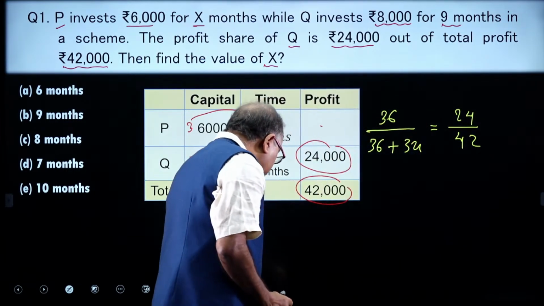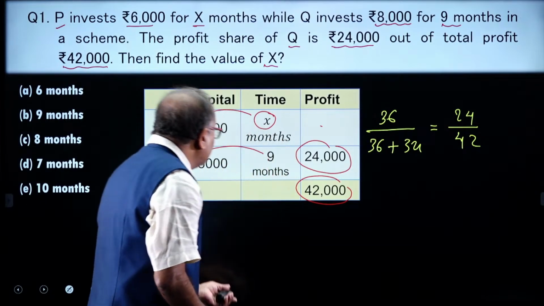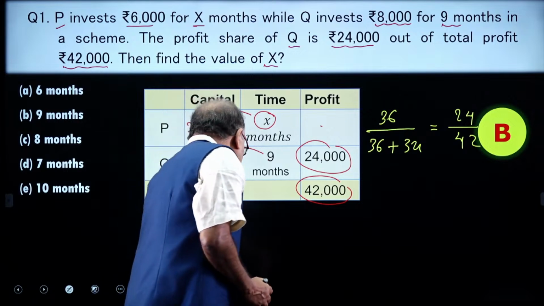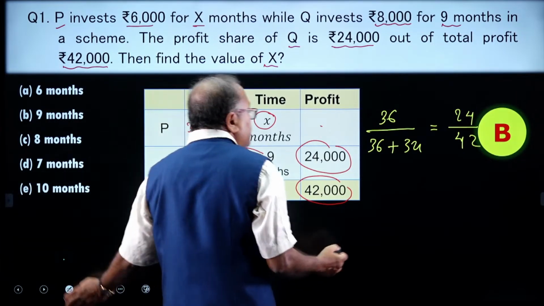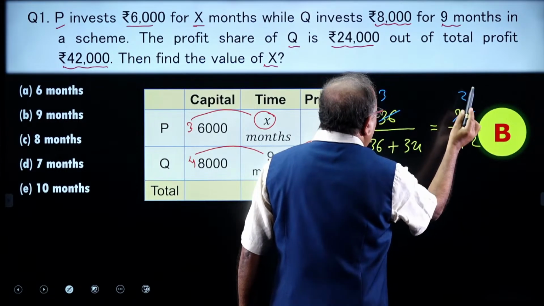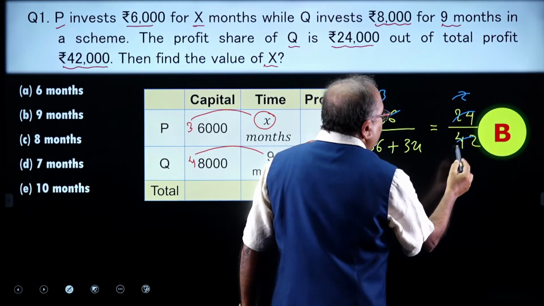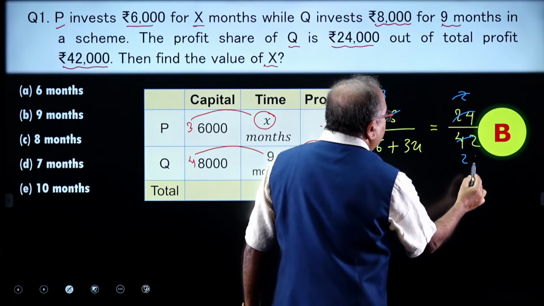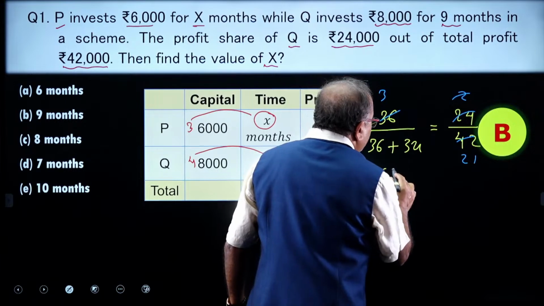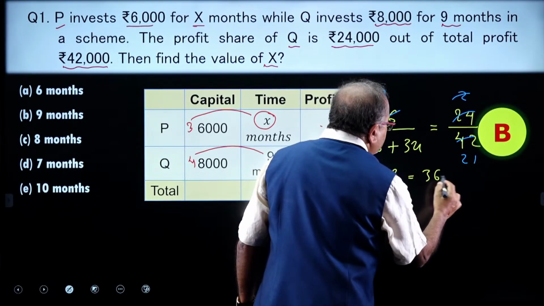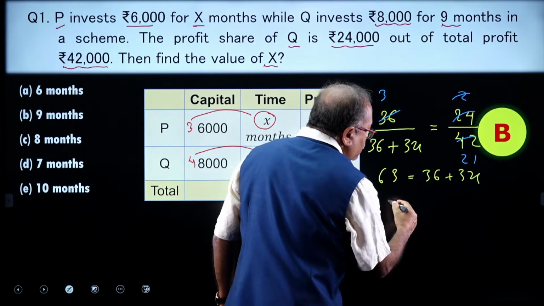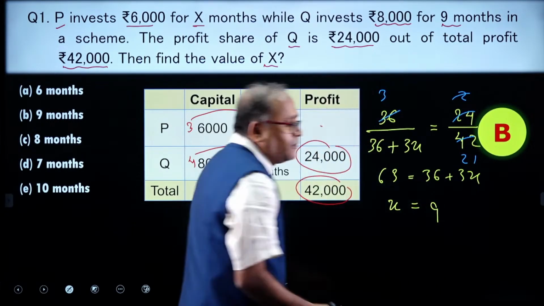And let me check whether Aman, who has said option B, is correct or not. Yes, my dear friend Aman, that's right. So let me cancel this part over here. I notice that with 12, this is 2 times and this is 3 times, and this gets cancelled. 21 times 3 is 63. Beautifully answered. 63 is equal to 36 plus 3x. Then 3x is equal to 27. Then x is equal to 9.